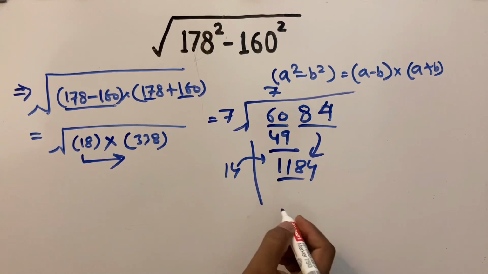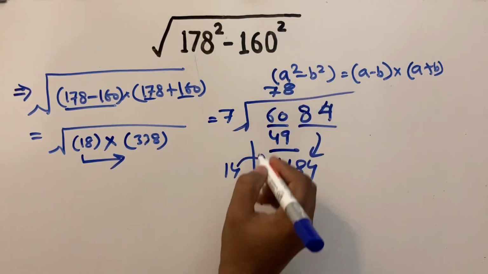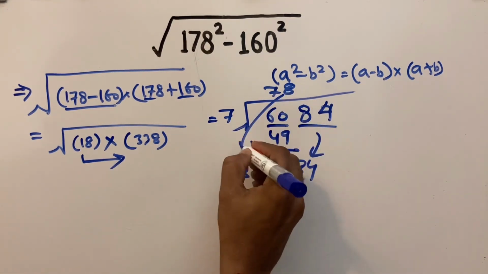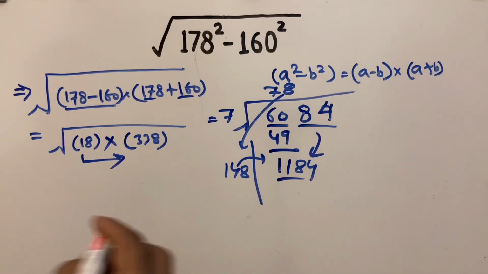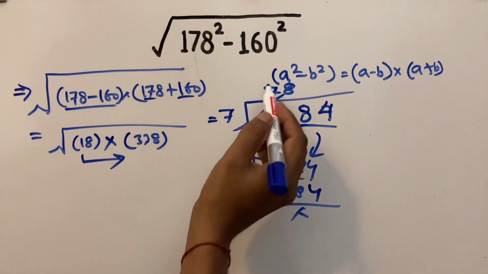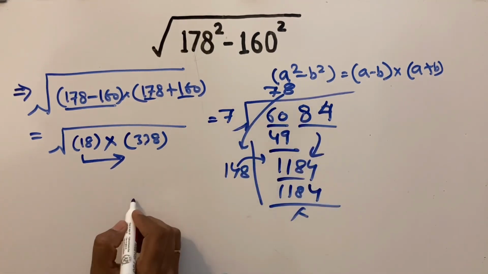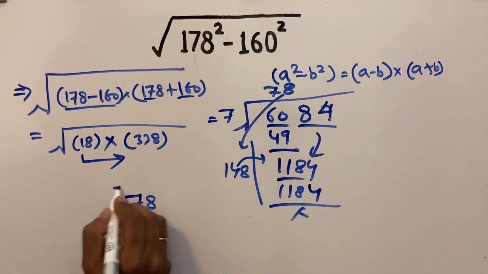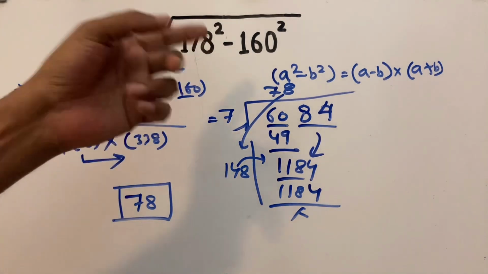14 into 8 is 112. So 8 comes here and 8 comes here. 8 multiplied by 148 gives 1184. So the square root of 6084 is 78. So 78 is the answer for this problem.